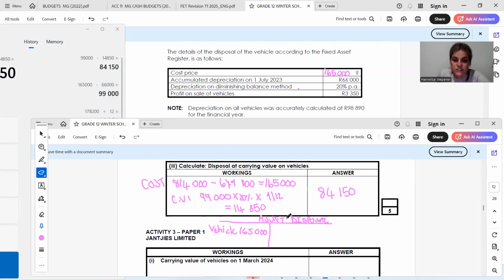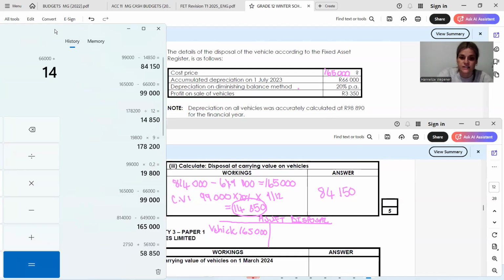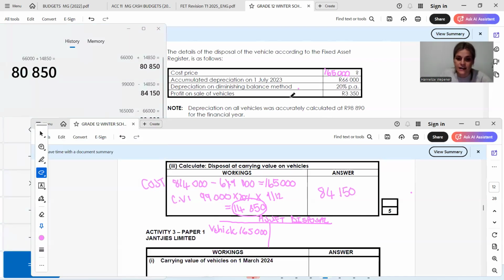Right? Then once you are done with that, calculate and record the current year's depreciation on that asset. Here we have it, the 14,850. Once you have that, add that to your accumulated depreciation on that asset on the first day of the current financial year. So 66,000 plus 14,850. So there we have it, 80,850. Take that and transfer that to your asset disposal account.